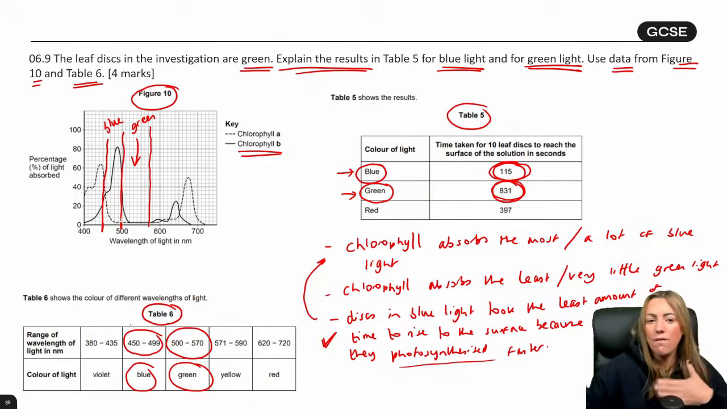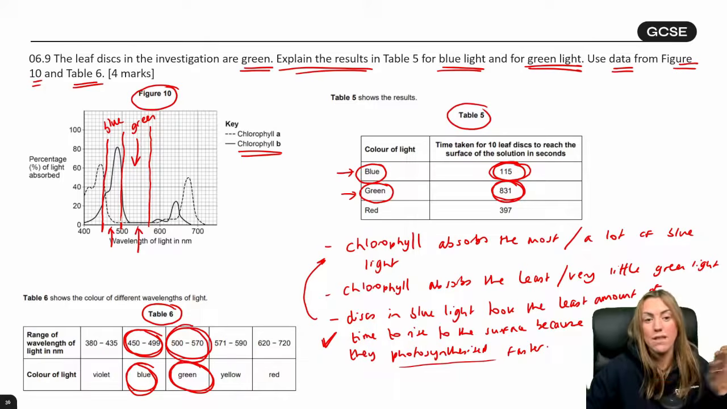Table 6, I've obviously used table 6 because I had to use table 6 to get the colour, to get the wavelength, to then look at the absorption on the graph. And again, for green, I had to use table 6 to look at green, get the wavelength, so I could identify that there was the least amount of light absorbed. So the only thing I've not really done is provided some actual numerical data.